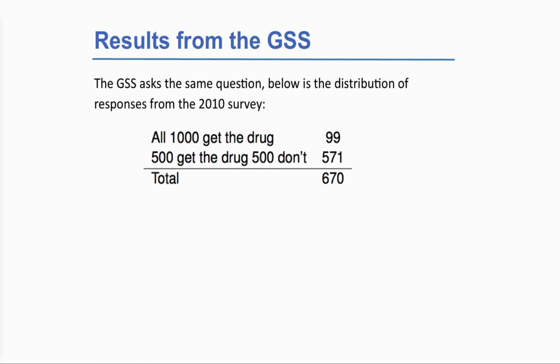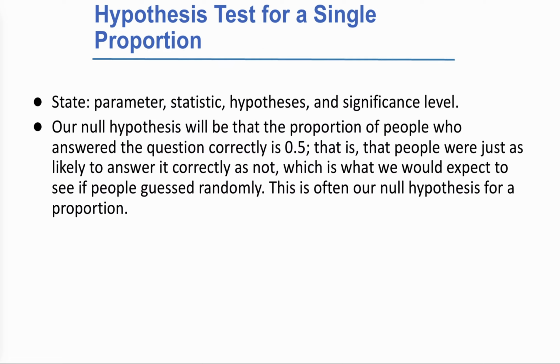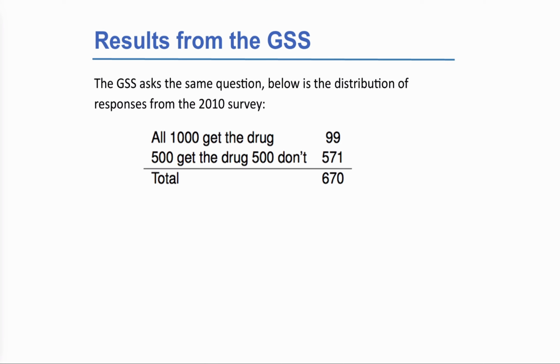571 said that 500 get the drug, 500 don't. Survey to determine how knowledgeable the population is about basic research design. So, we are going to do a hypothesis test on this data.